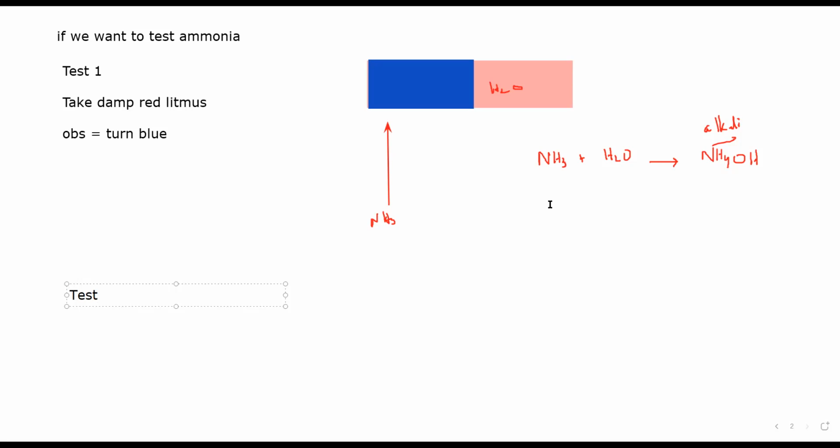It takes time, but it depends on the amount of ammonia which is released. If a greater amount of ammonia is released, then in a short time, for example within 3 or 4 minutes, that red litmus will turn blue.